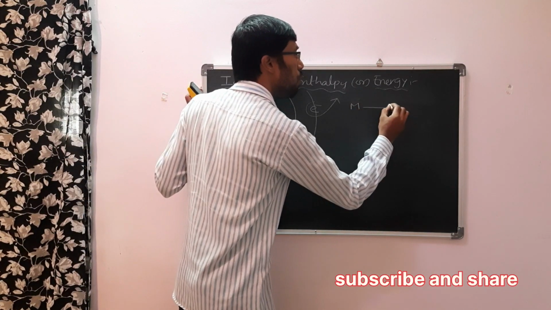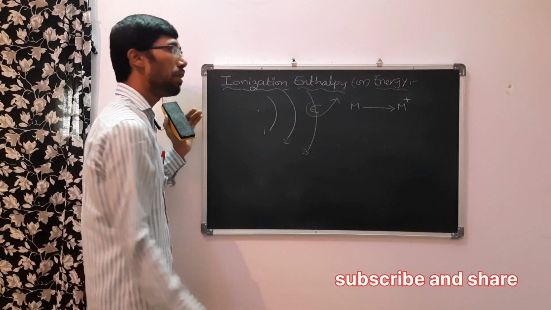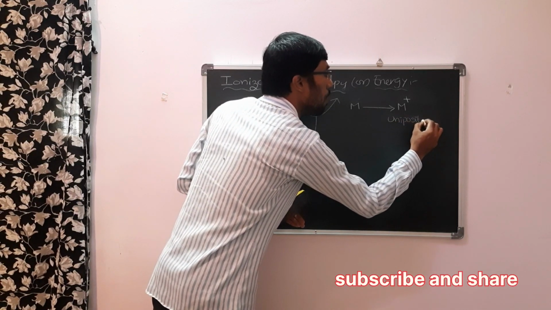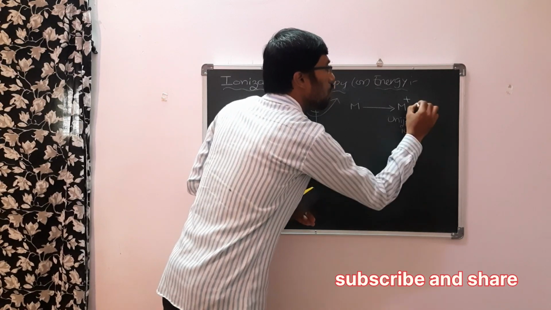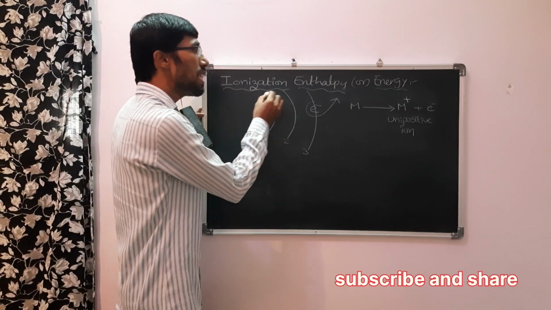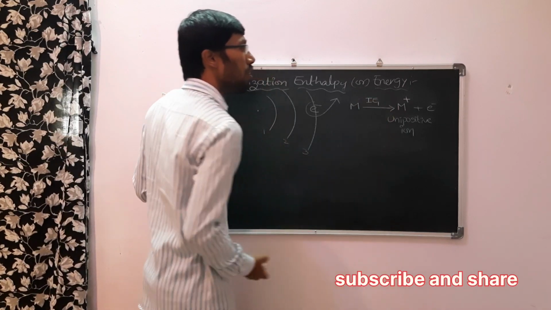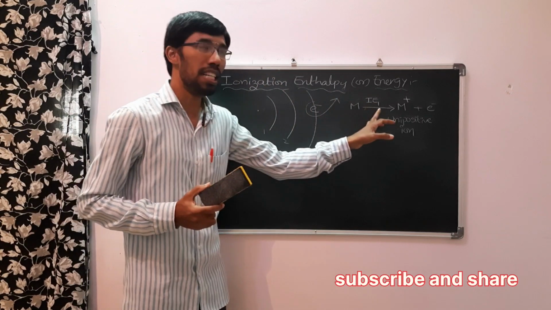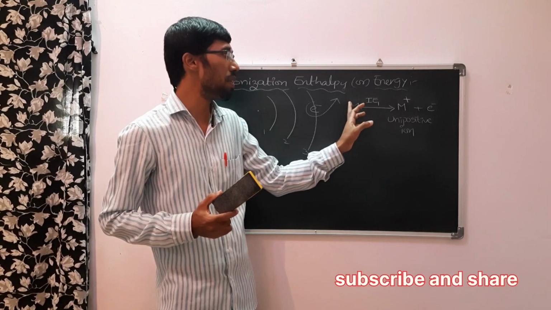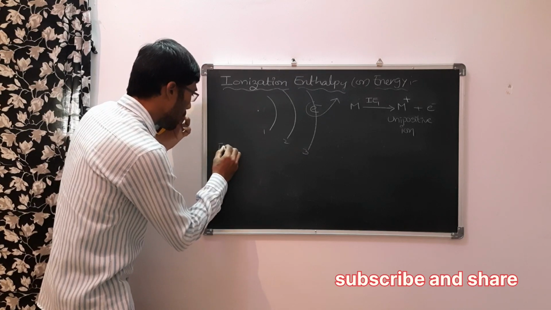Then, by the removal of an electron, the atom is represented as M plus, which is known as a uni-positive ion. So, by the removal of an electron, we get M plus plus an electron. Here the first ionization energy is represented as IE1. Ionization energy is also called first ionization energy, and it is represented by this equation.